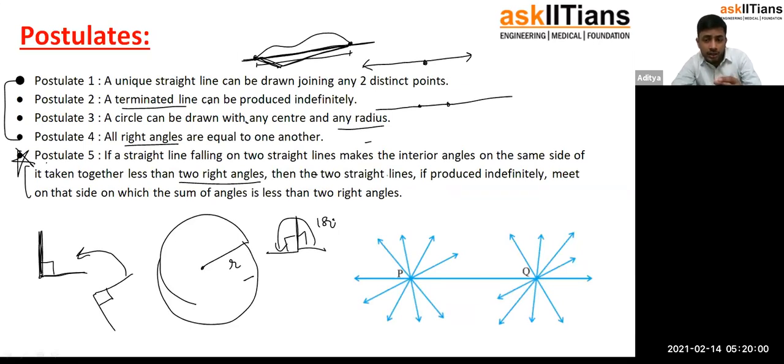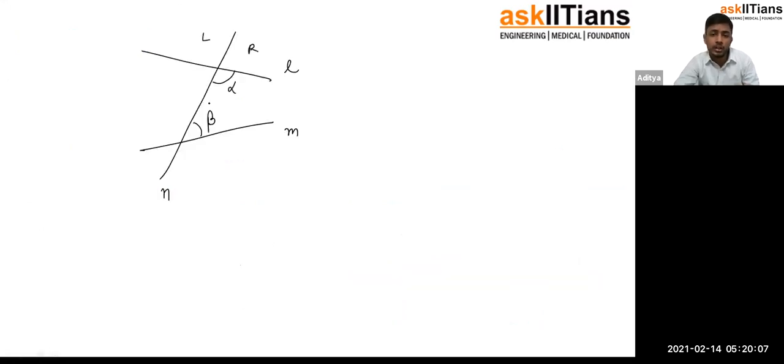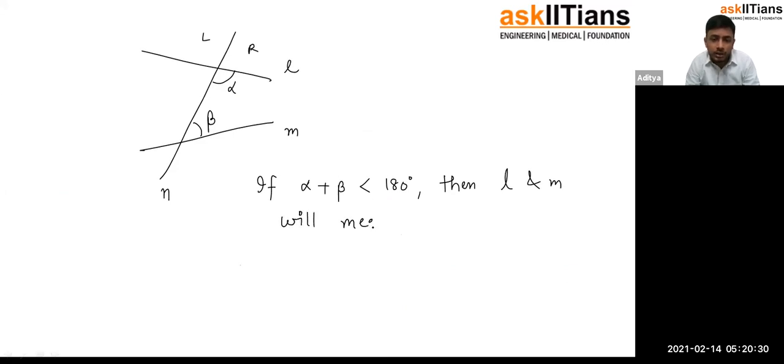Then the two straight lines, if produced indefinitely, will meet on that side on which the sum of angles is less than two right angles. So if alpha plus beta is less than 180 degrees, then where will L and M meet? On the right hand side or on the left hand side? L and M will meet on the right hand side here.